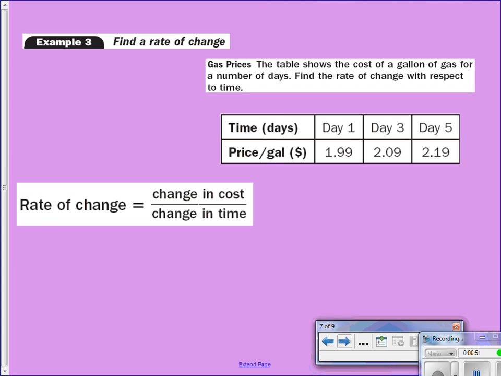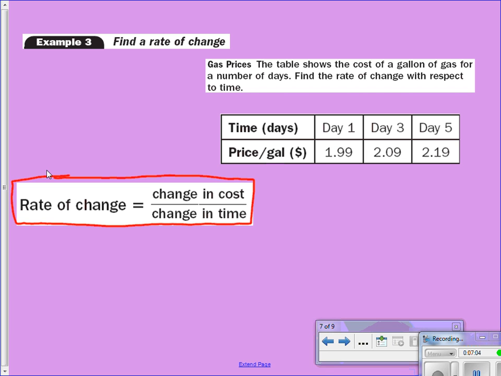Rate of change is exactly like slope, where you need the change in y over the change in x, but now we have values and meaning behind them. So they want our rate of change to be comparing the change of cost to the change in time, because time is our x, cost is our y. And you can pick any 2 points. We can pick these 2 points if we want.